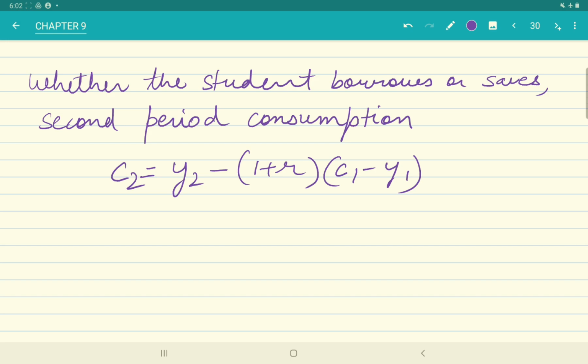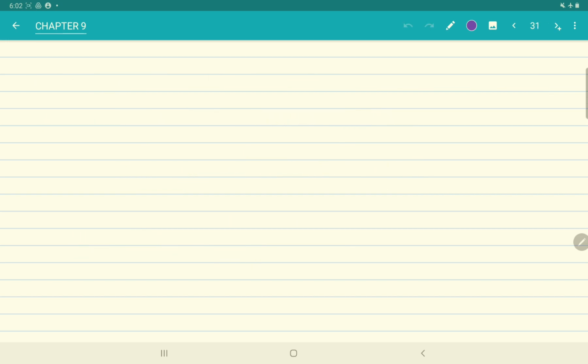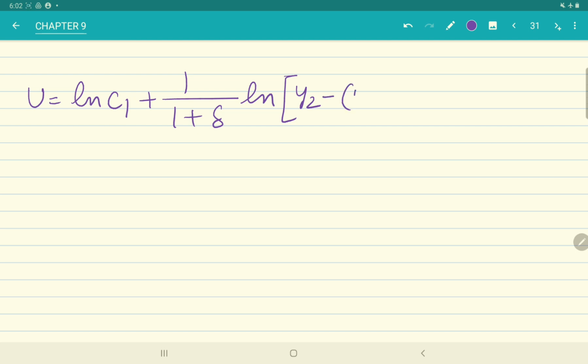And we know that the goal of the student is to maximize her utility function. Utility function I know is this, let's say it's u, which is equal to ln c1 plus 1 upon (1 plus delta) ln c2. Now instead of c2, we write this expression. So I can now write u is equal to ln c1 plus 1 upon (1 plus delta) ln, and now I can write what c2 is. So it is y2 minus (1 plus r)(c1 minus y1).